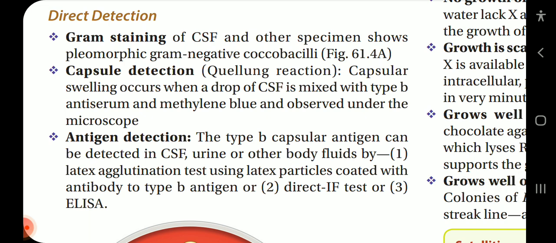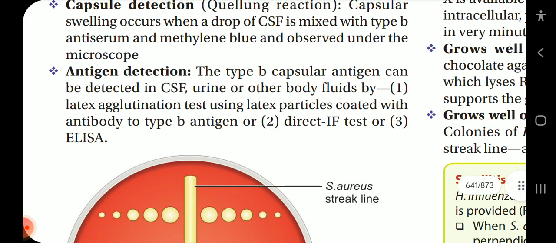Direct detection: Gram staining of CSF and other specimens shows pleomorphic gram-negative coccobacilli. Capsule detection: Quellung reaction. Capsular swelling occurs when a drop of CSF is mixed with type B antiserum and methylene blue and observed under the microscope. Antigen detection: the type B capsular antigen can be detected in CSF, urine and other body fluids by latex agglutination test using latex particles coated with antibody to type B antigen, or direct immunofluorescence test, or ELISA.